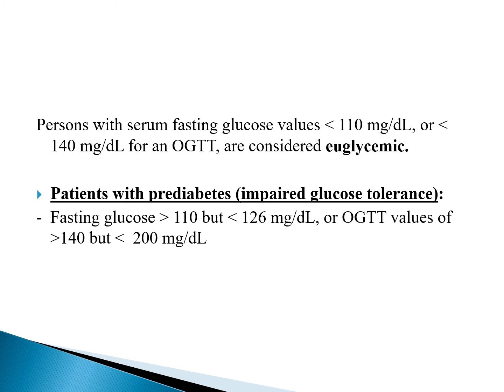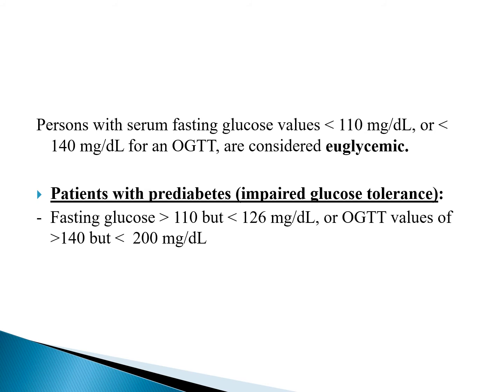The persons who have serum fasting glucose levels less than 110 milligrams per deciliter, or less than 140 milligrams per deciliter after an oral glucose tolerance test or on a random glucose test, these patients are considered euglycemic. Euglycemic, this is normal glucose level. So it must normally be under 110 fasting.